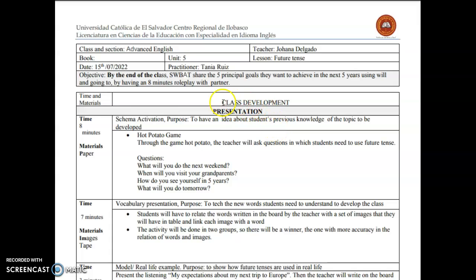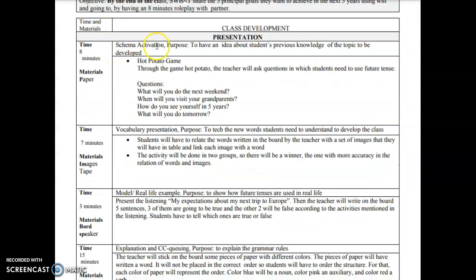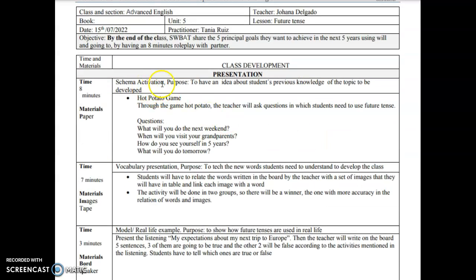So then we have here the development of the class. We have the presentation. The presentation involves the schema activation, the vocabulary presentation, the real life example, and the explanation. So for the schema activation, the purpose is to get an idea about what the students know about the topic that you will be developing in the class.